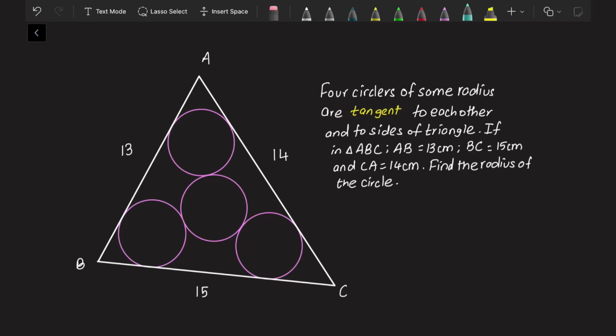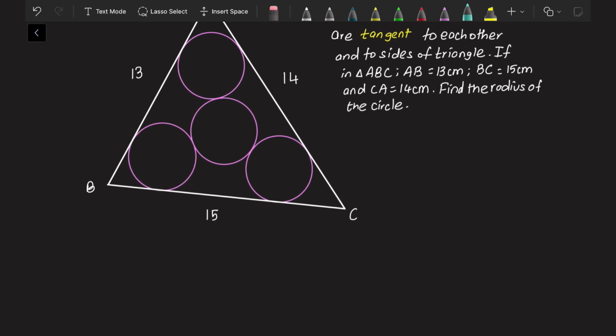So today we have a very interesting and beautiful geometrical problem. The question says that four circles of the same radius are tangent to each other and also to the sides of the triangle. If in the triangle ABC the sides are 13, 14 and 15, then what can you say about the radius of the circle? Okay, so now let us proceed to the solution.